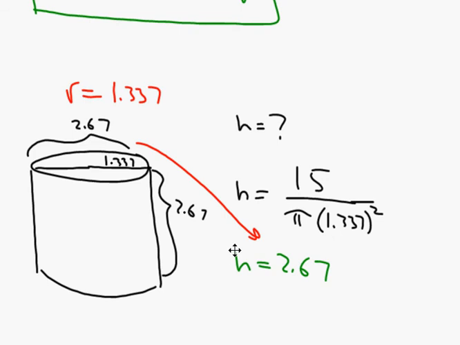Now, if you think about most soda cans you've seen in your life or picked up, or soup cans, it is not the case that their height and their diameter are the same. So it means most of these cans are built in such a way that they're using a little more material than they need to.